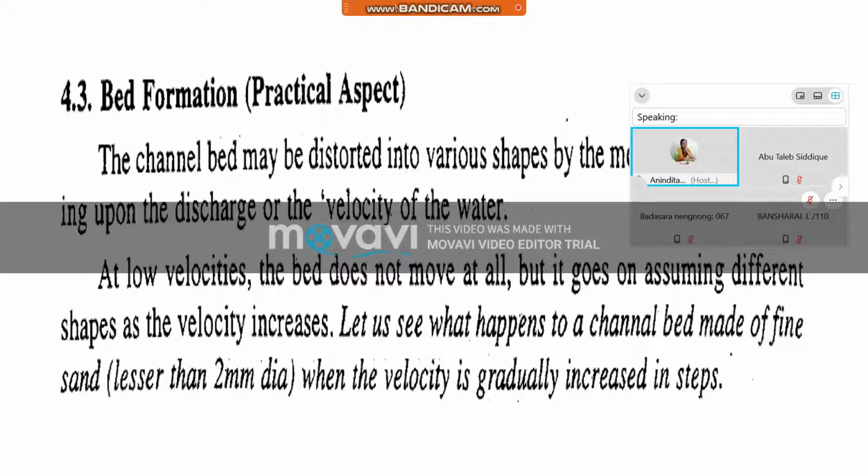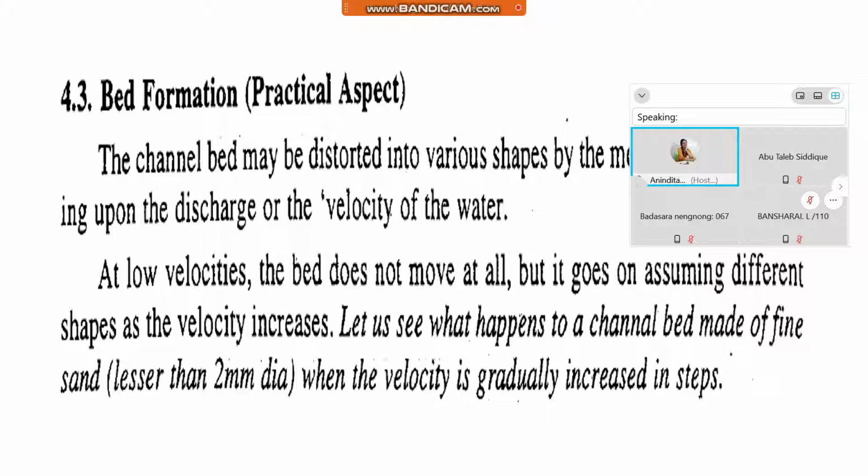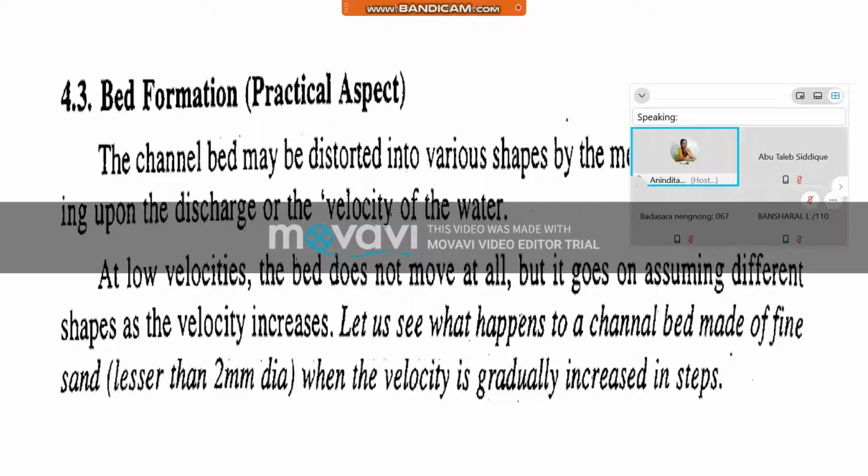Next, bed formation. In view of practical aspect, the channel bed may be distorted into various shapes by the moving water depending upon the discharge or the velocity of the water. At low velocities, the bed does not move at all, but it goes on assuming different shapes as the velocity increases. Let us see what happens to a channel bed made of fine sand lesser than 2 mm diameter when the velocity is gradually increased in steps.